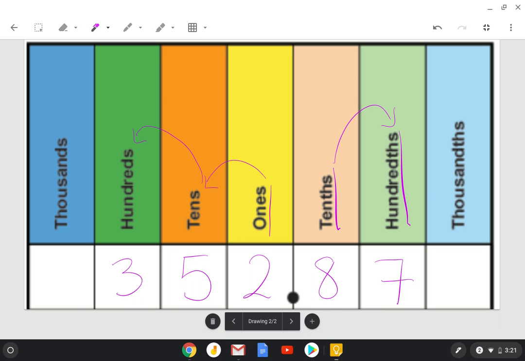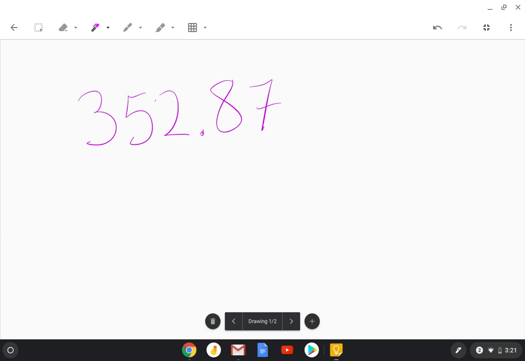So I'm going to rewrite this number, 352.87, and we need to talk about how we do rounding. Rounding can be done depending on which place value you're interested in. If I wanted to round this to the ones, I'd start by looking here, because I want to know, is this 8 almost making another 1?